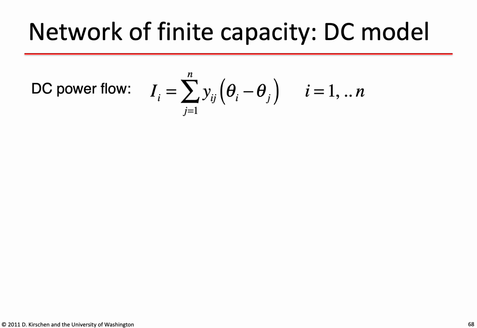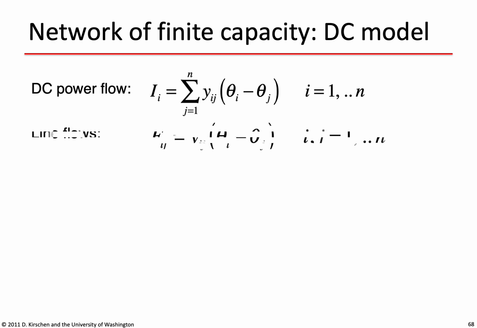Let's see how we can take this analysis further by making the assumption that we can model the network using a DC power flow model. The DC power flow model relates the injections at each bus to the voltage angles at each bus using the admittance matrix. In particular, I_i, the net injection at bus i, is equal to the sum from j equals 1 to n of Y_ij times (theta_i minus theta_j).